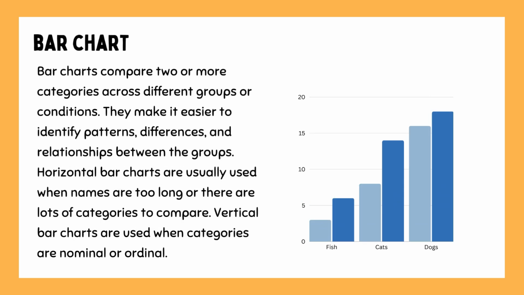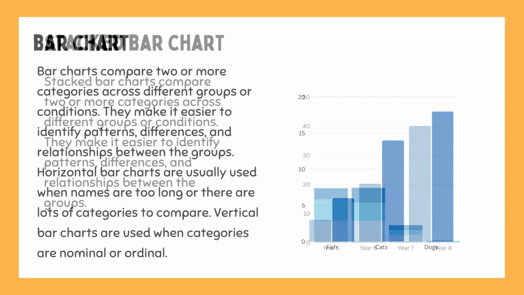The next type of graph is called a bar chart. Bar charts compare two or more categories across different groups or conditions. They make it easier to identify patterns, differences, and relationships between the groups. Horizontal bar charts are usually used when names are too long or there are lots of categories to compare. Vertical bar charts are used when categories are nominal or ordinal.